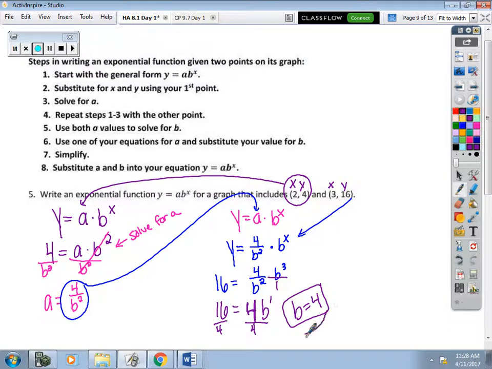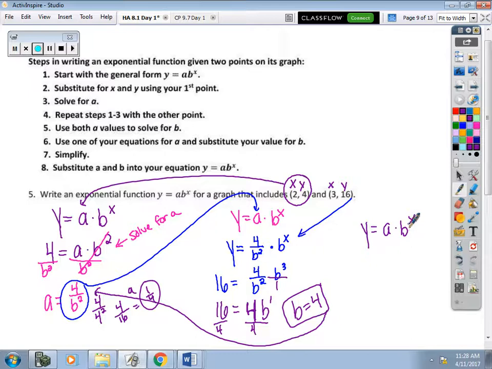Take that value, plug it back into the a equals formula to find out what a is. So I'll get 4 divided by 4 squared, which is 4 over 16, which is 1/4. That's my a variable. For the final answer, we plug those back in to make our equation. We'll get y equals 1/4 times 4 to the x. You cannot simplify that. Don't think you can make that 1 to the x power.